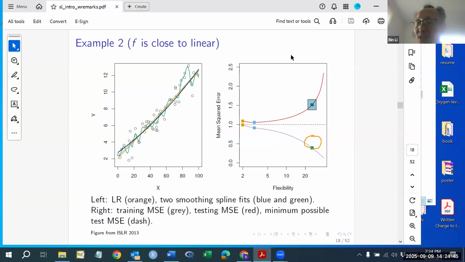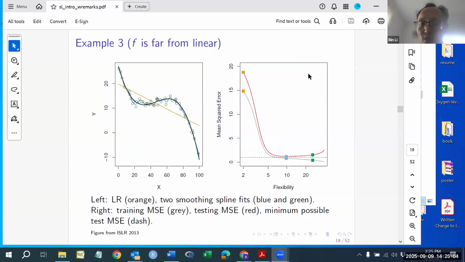So that's why the best one is what? The best one is the blue one, not the orange one. For this example, it's not that obvious, but if we look at this one, you can see the orange one is called what? We have a name called underfitting.